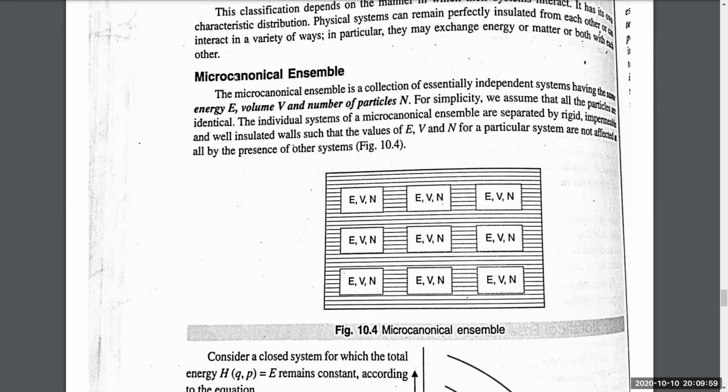We know broadly, so I'll just read out, but we'll see what new thing it has. The microcanonical ensemble is a collection of essentially independent systems having the same energy, volume, and number of particles. We know that E, V, N is constant for each and every microcanonical microstate, I should say. These values are the same.